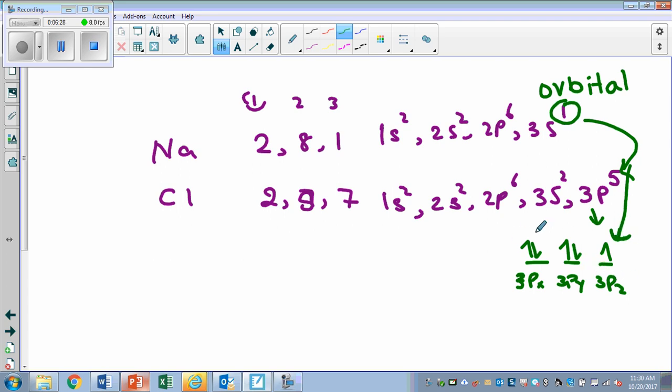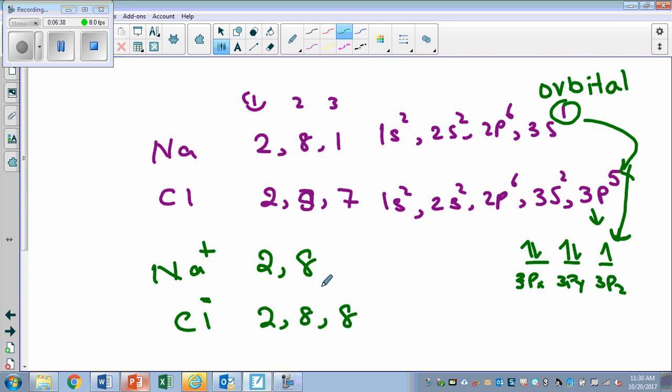Okay, when it happens, sodium ends up with 2 and 8 because this electron is gone, and chlorine ends up with 2, 8, and 8. So do you see that both of them have gotten a noble gas configuration? The sodium atom has the noble gas configuration of neon, and the chlorine atom has the noble gas configuration of argon.